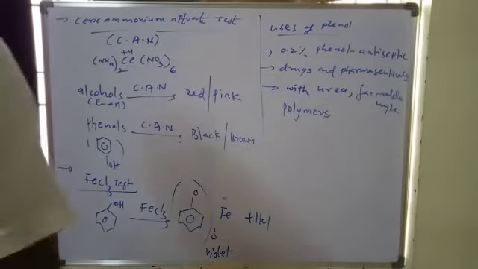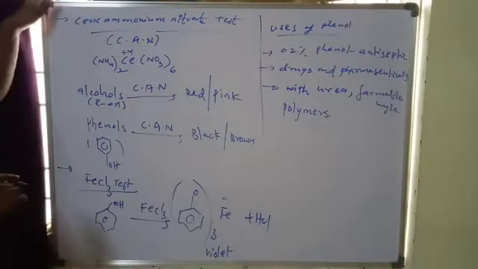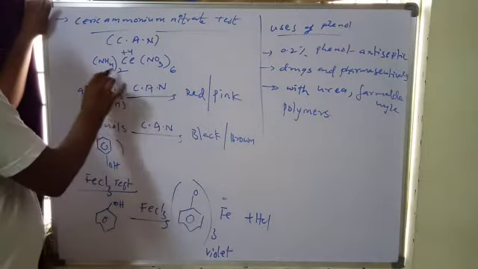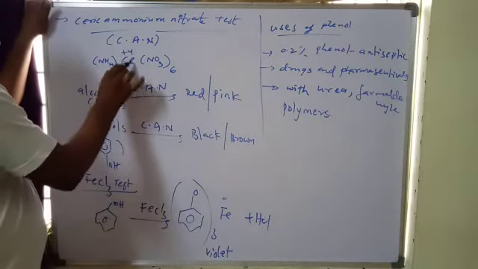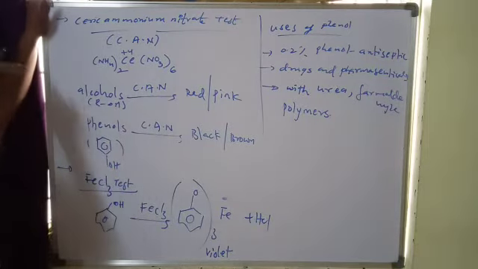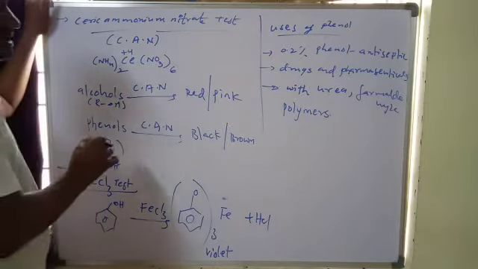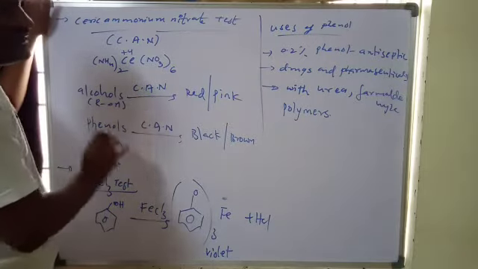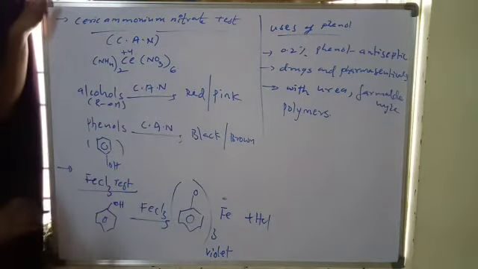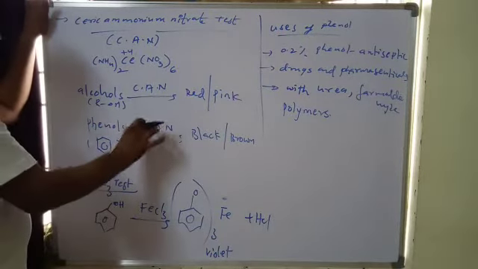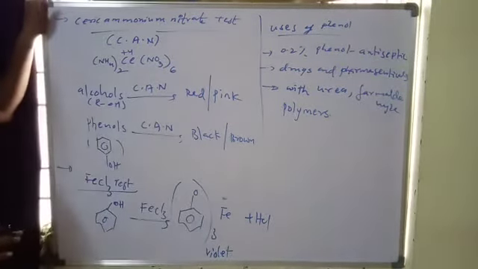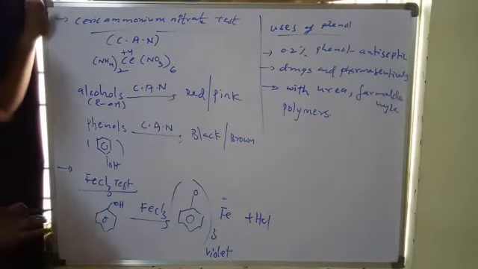Next for the case of phenols. The next test is the ceric ammonium nitrate test, CAN. Its formula is this. Here cerium is in its highest oxidation state. All alcohols, whether primary, secondary or tertiary, give a red or pink color with ceric ammonium nitrate. And phenols with the same ceric ammonium nitrate give black or brown color. That is about the ceric ammonium nitrate test.